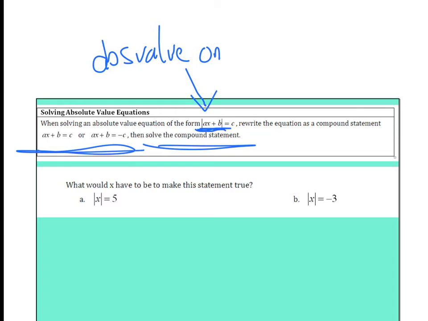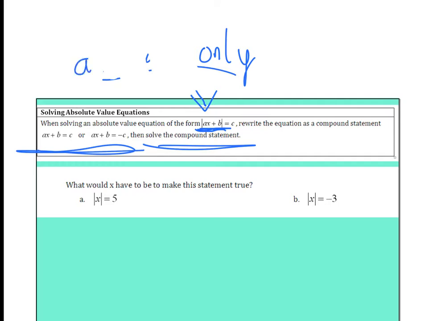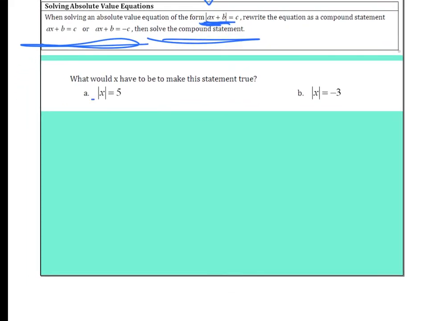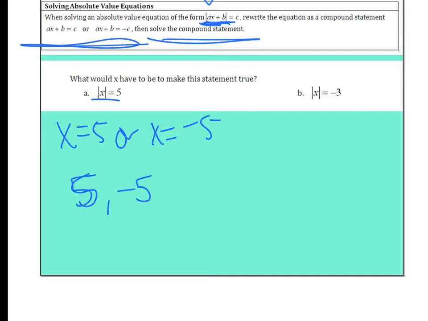So before you even do any of that, you need to do the absolute value, and I realize that that does not look anything like absolute value. I apologize. Let me try this again. Just the absolute value part only is on this side of the equation. So before I do anything, I've got to make sure that that absolute value is by itself. Now, taking a look here, the absolute value of x equals 5. So all I do for that is say, well, x equals 5 or x equals negative 5. So my solutions are going to be 5 and negative 5. That's all there is to it.